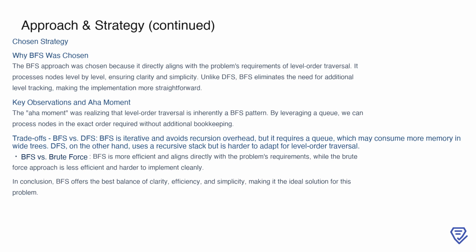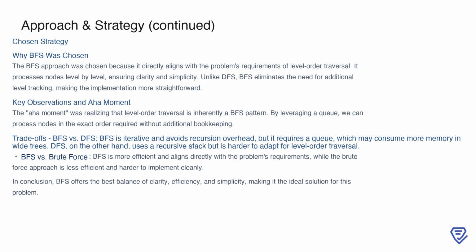Ultimately, DFS was chosen as the preferred strategy because it aligns perfectly with the requirements of level-order traversal. By processing nodes in a clear, level-by-level manner, DFS simplifies implementation and eliminates the need for additional bookkeeping, such as level tracking. The key realization here was that level-order traversal is inherently a BFS problem. Using a queue allows us to process nodes in the exact sequence needed without any unnecessary complexity.